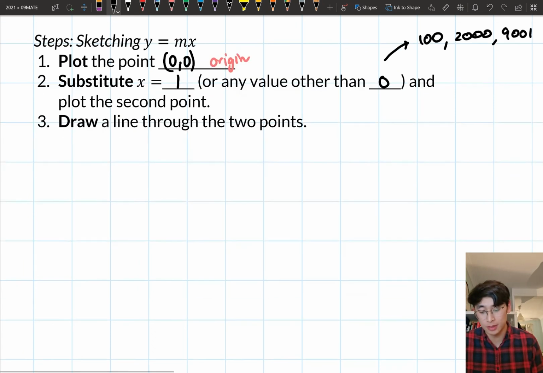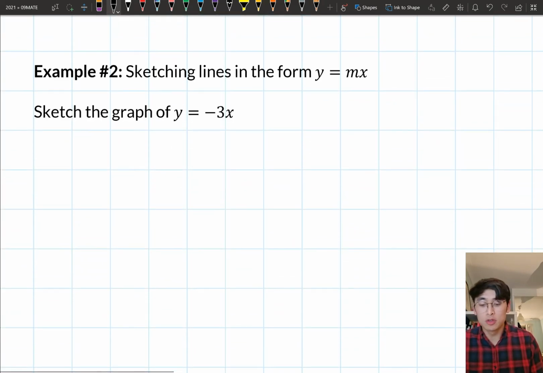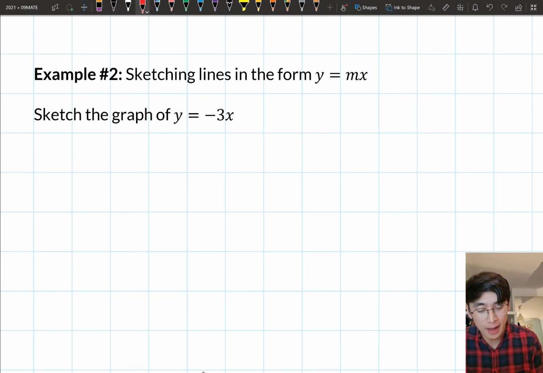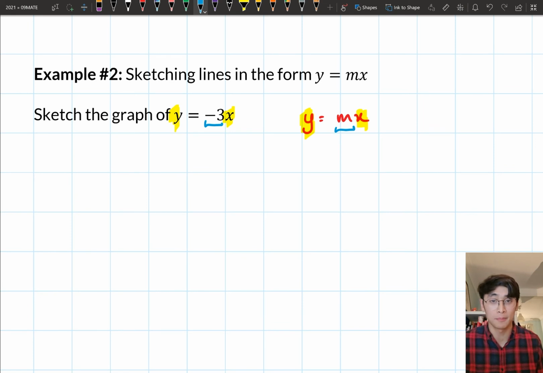So let's have a go at doing this. Here in example 2, we want to sketch the graph y is equal to negative 3x. So notice here, this is in the same form as y is equal to mx. We just have y on its own on the left. We've got x at the end and nothing else. And we're multiplying x with a number. Here it happens to be negative 3.